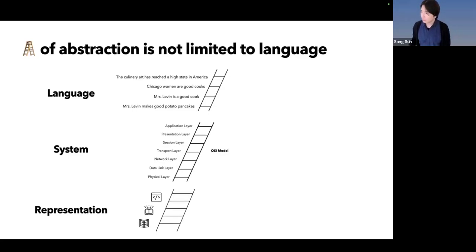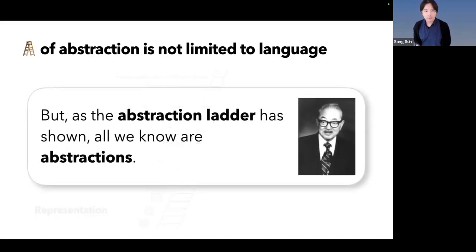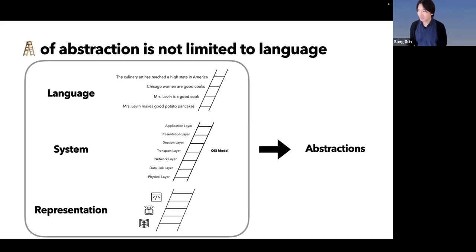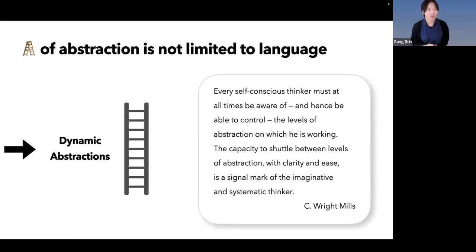So just revisiting this slide where I was talking about how the ladder of abstraction can be found in language and system design, representations. And I would like to share this quote by Hayakawa, who said, all we know are abstractions. Given that our group is the Dynamic Abstractions Reading Group, I would like to highlight that language, systems, concepts, representations, they're all abstractions, right? And when we discussed the idea of having this dynamic abstractions group, I was thinking that the ladder of abstraction could be one framework to help us imagine how we might design these dynamic abstractions or dynamic interface representations.